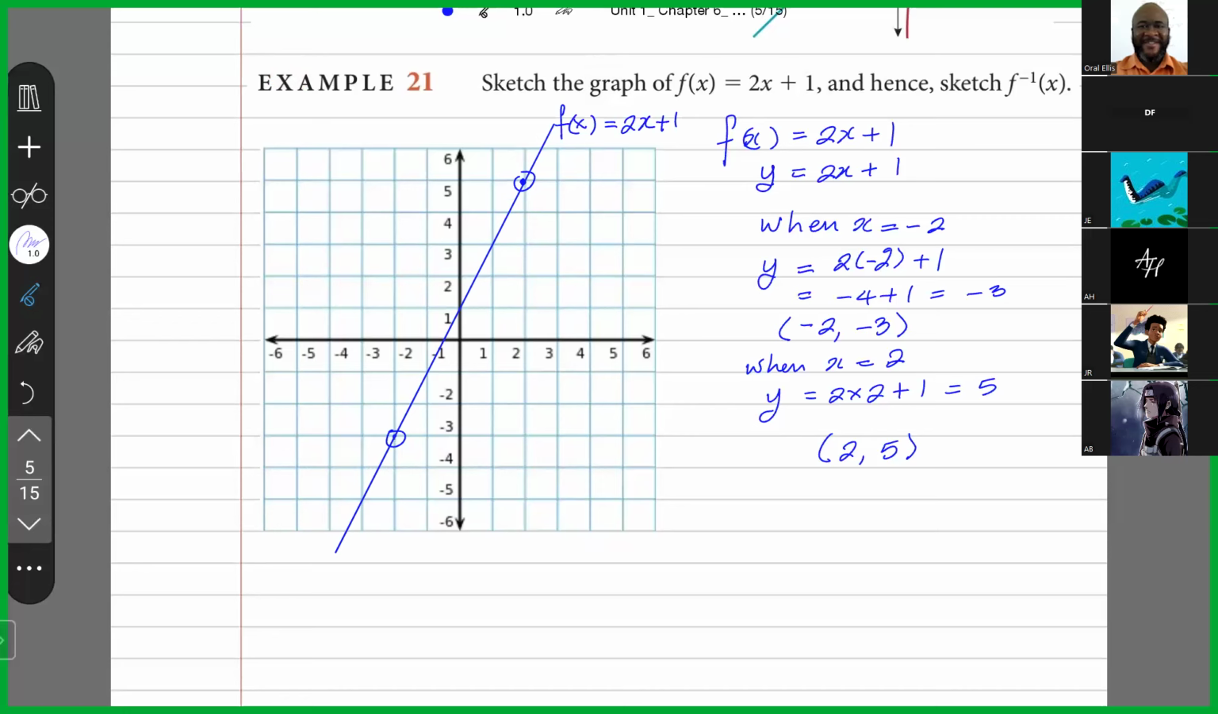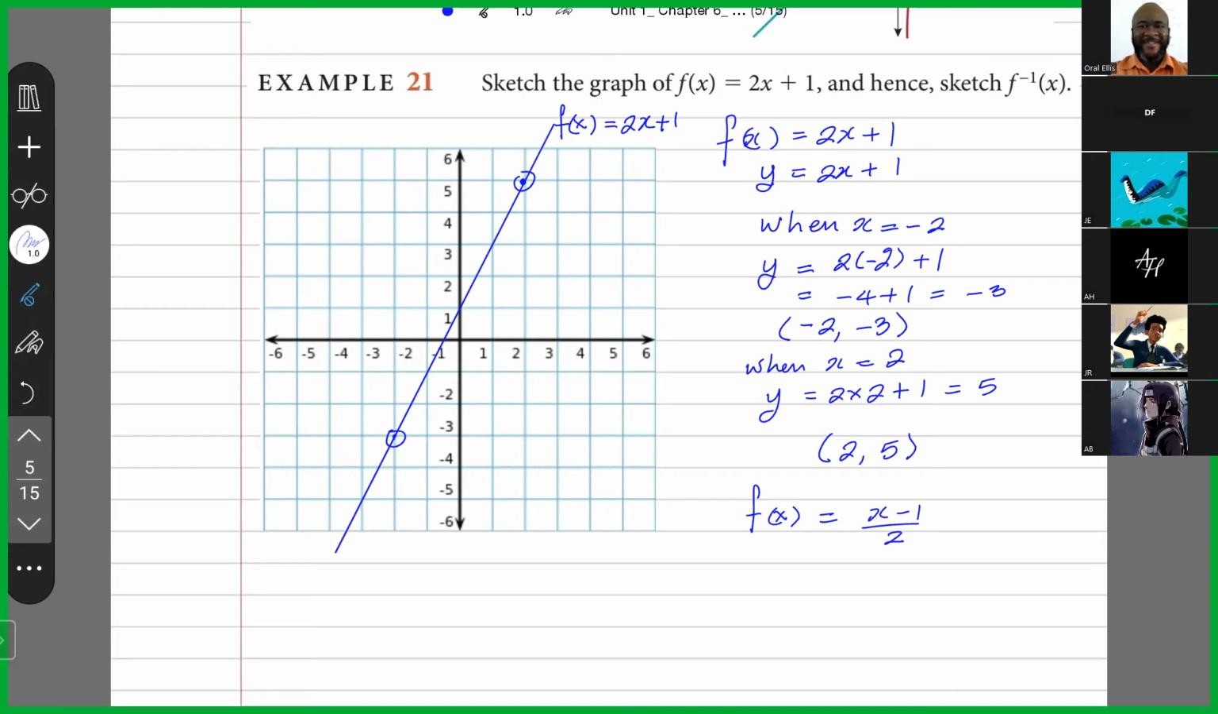And I'm also going to draw the graph of y is equal to x. Technically, in other words, what I'm saying is that you can do the reflection without drawing the line y is equal to x. And I can tell you why. Because you know what happens to a point when it is reflected in the line y is equal to x. So f inverse of x, which is equal to x minus 1 over 2.